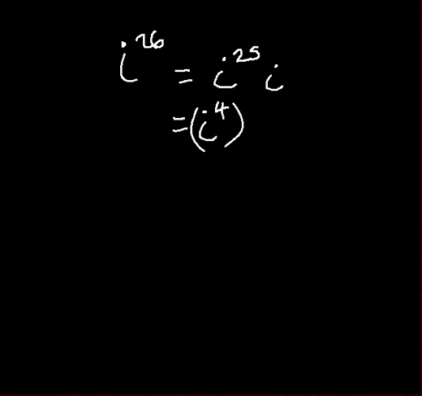And what if, let's say, we have a case like this? What if we have i to the power, let's say, 26? How do you think we should express this? For this case, we should have it as i to the power 25 times i. And 25 is the same as having i to the power of 4 times 25, and that should be given as this.